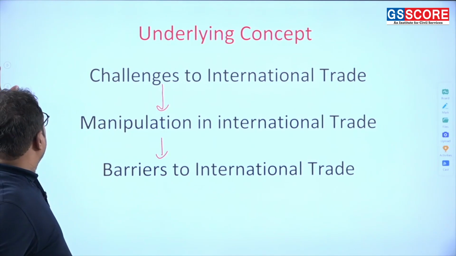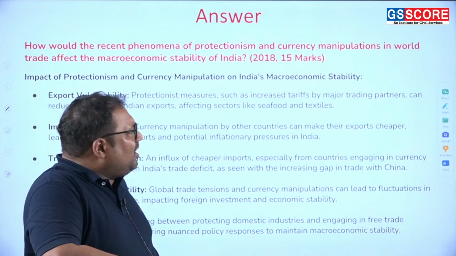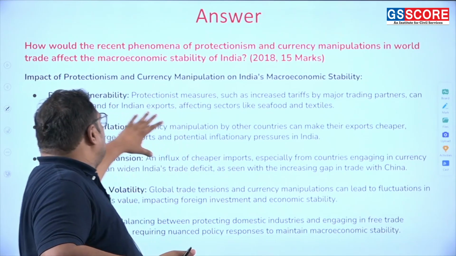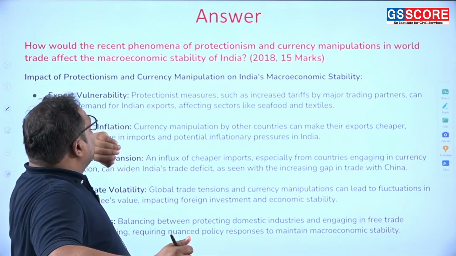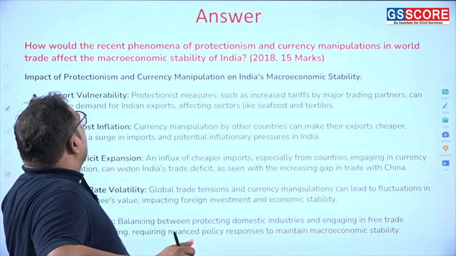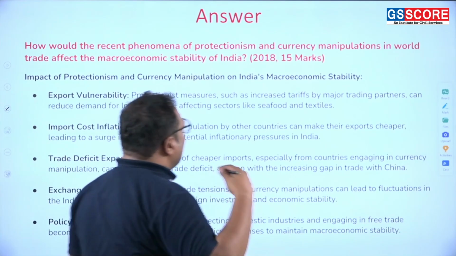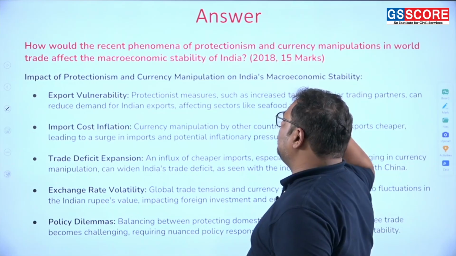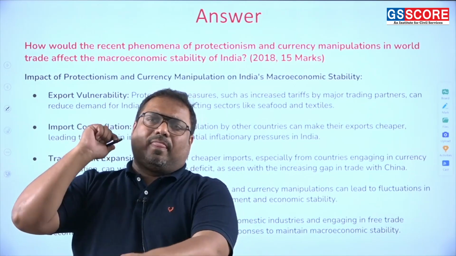Now let us look at the, just one minute please. Yep. So this is our answer to that previous year question. This is not a detailed answer, just the key points. So first of all, why there was a protectionism issue and currency manipulation, and why it could be linked to India. When we talk about India's macroeconomic stability and the overall global protectionism and currency manipulation, that affected India in two major ways.